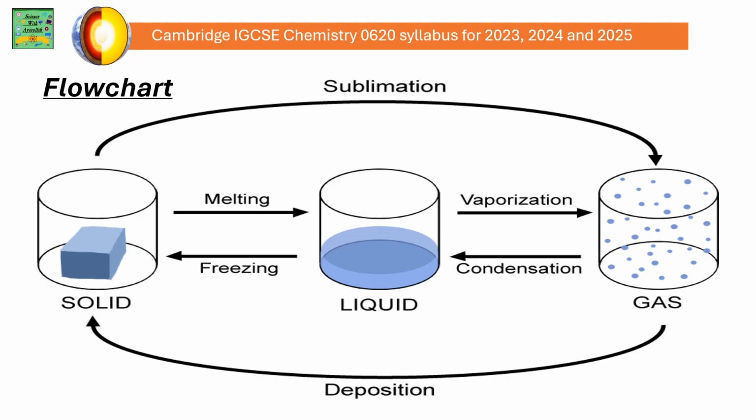Vaporization is a phase transition from a liquid to a gas. Condensation is a phase transition from a gas to a liquid. Sublimation is a phase transition from a solid to a gas. And deposition is a phase transition from a gas to a solid.